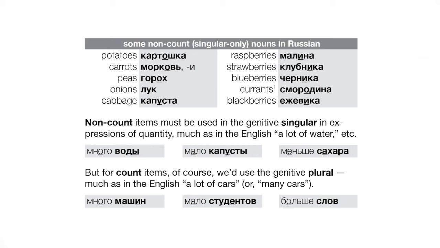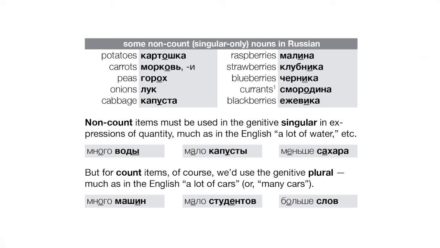Okay, so let's look at a few others. Just examples. Много воды, a lot of water, right? Okay, so that's a liquid, that's obvious. Мало капусты, not much cabbage, little cabbage. Меньше сахара, less sugar. Okay, so sugar is another one that lines up with English, right? It's a granular thing. We don't think of it as something we can count, right? Меньше сахара. Now, if it's things we can count, like cars, students, words, then of course they would usually appear in the genitive plural in quantity expressions, right? Много машин, мало студентов, больше слов, and so forth.